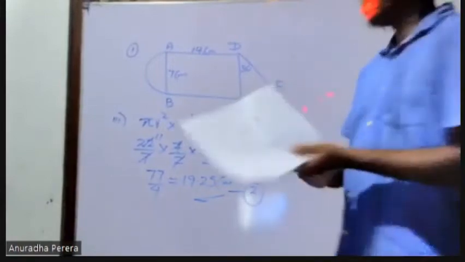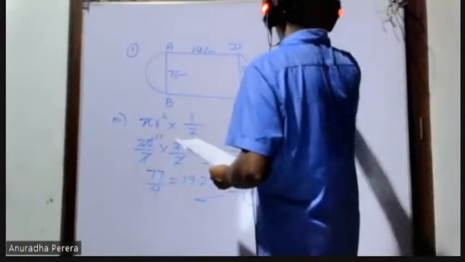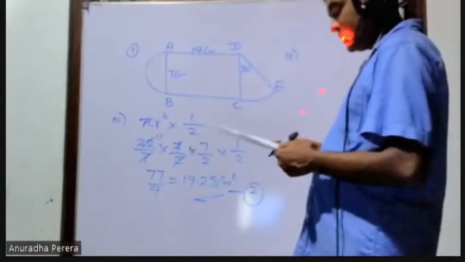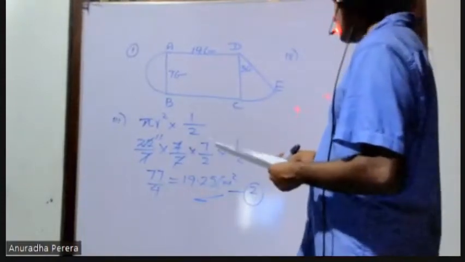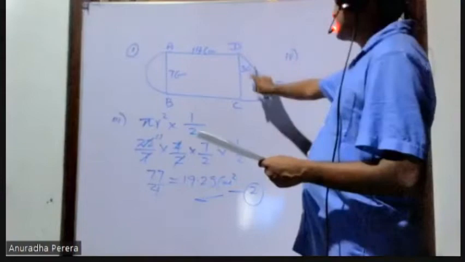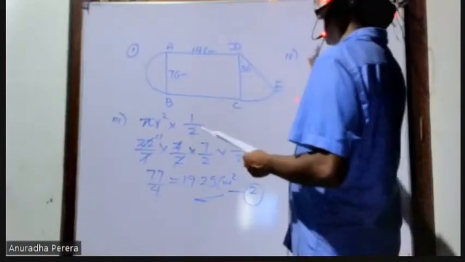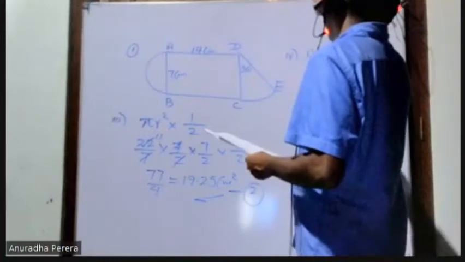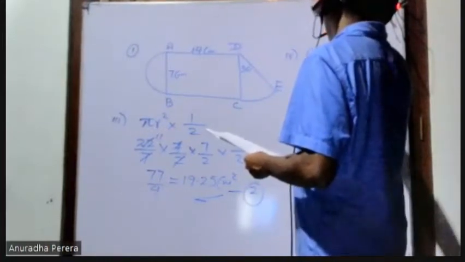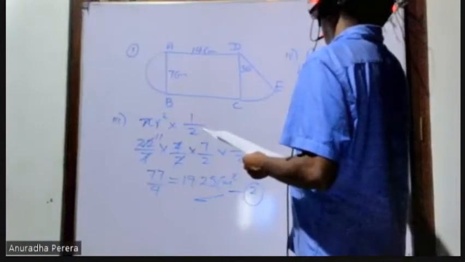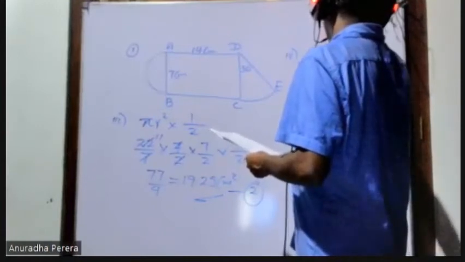Question 4. Find the total area of the decoration. We have to find this one. First, the area of the sector. Pi r squared.